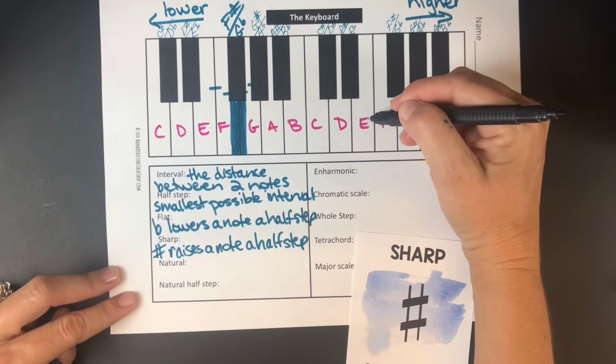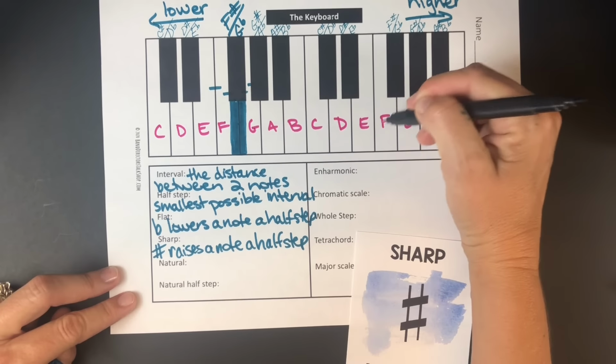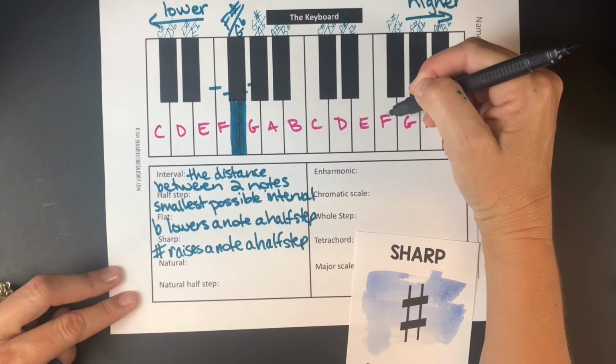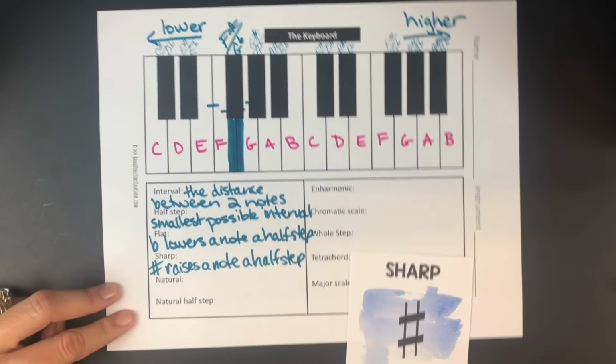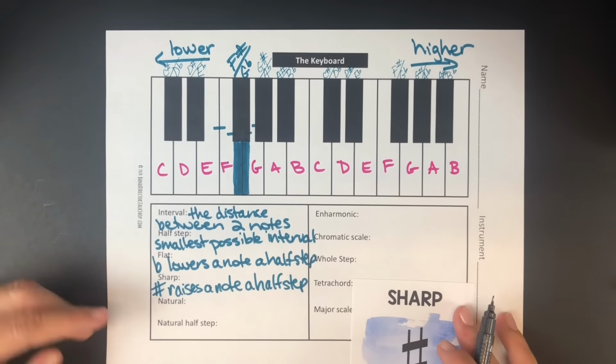You have to be careful that you don't accidentally forget about E and F and B and C. You have to look at the note F sharp, okay? So double check that you've got all that right. Don't go so fast so you miss something.